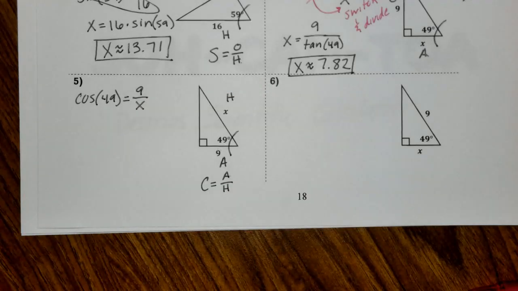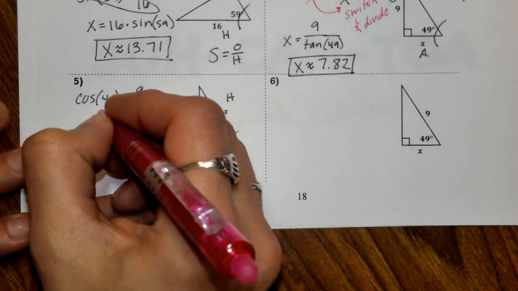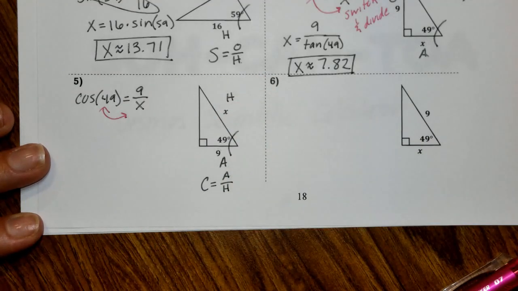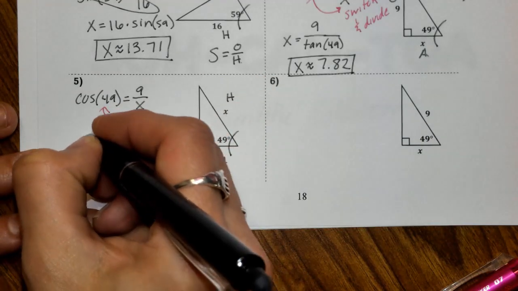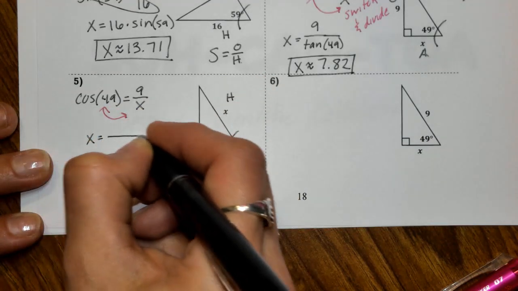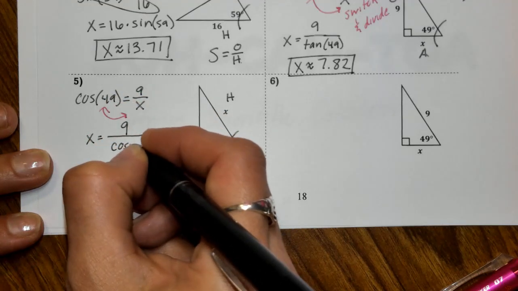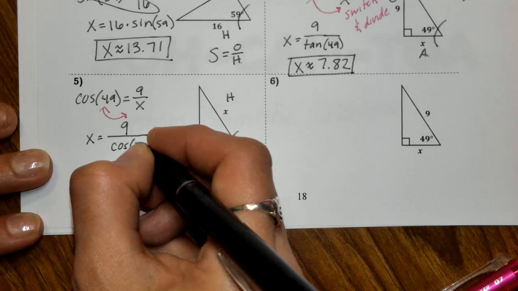This will be another one that we can just do our switch and divide. X is where? Denominator, divide. This is just your shortcut. So x will come over here, and then the cosine of 49 will replace it in the denominator underneath the 9.